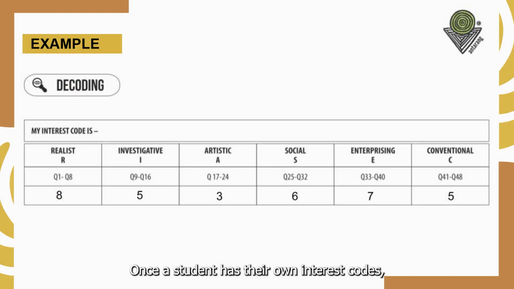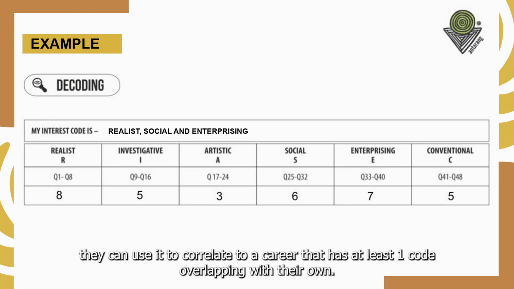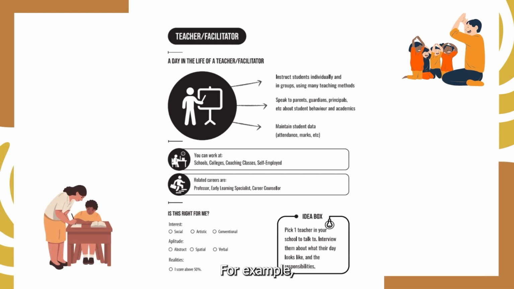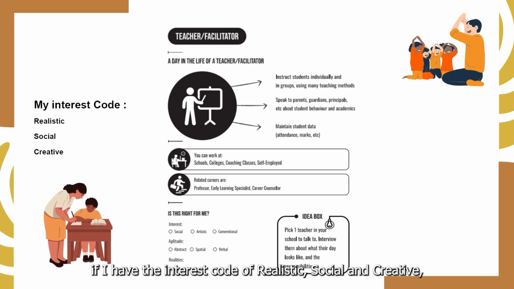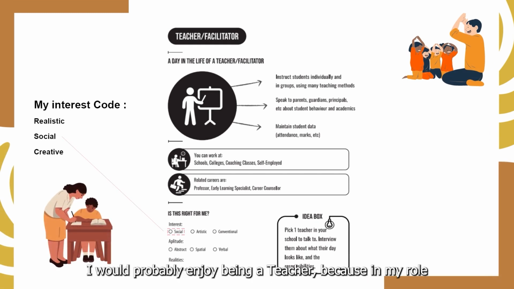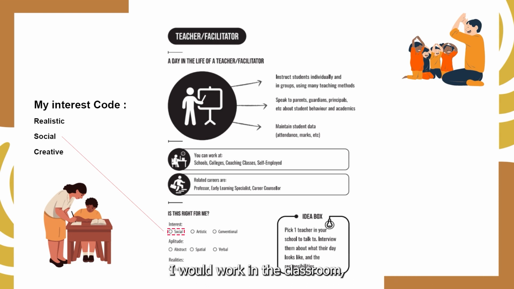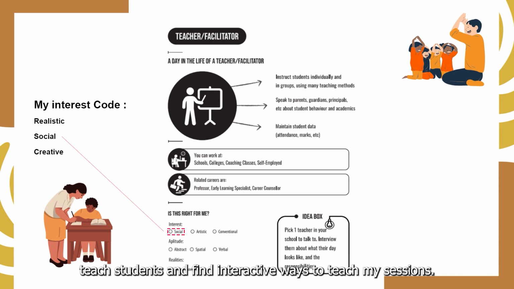Once a student has their own interest codes, they can use it to correlate to a career that has at least one code overlapping with their own. For example, if I have the interest code of realistic, social, and creative, I would probably enjoy being a teacher because in my role, I would work in the classroom, teach students, and find interactive ways to teach my sessions.